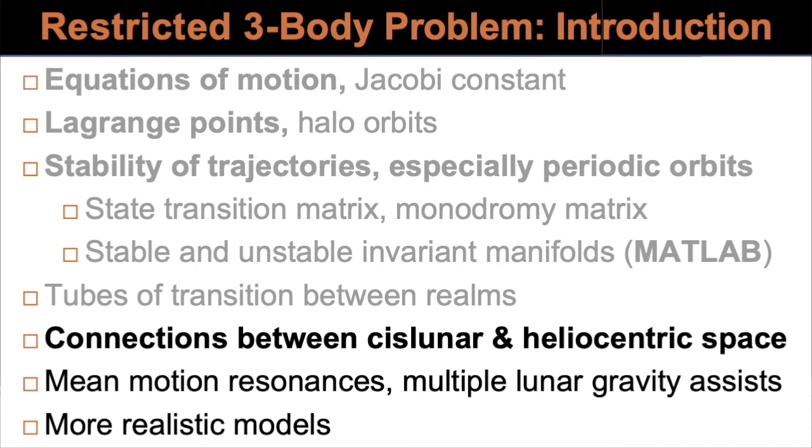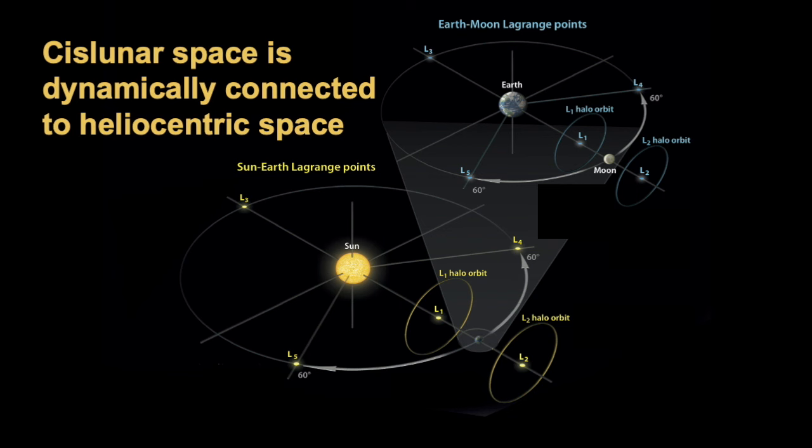So in the final little bit, I'm going to talk about connections between the cislunar and heliocentric space, and then something about mean motion resonances, and then we'll basically be done. But this is showing how cislunar space is dynamically connected to heliocentric space. So if you zoom in on, here's the Earth and the Moon, and we've got these Lagrange points.